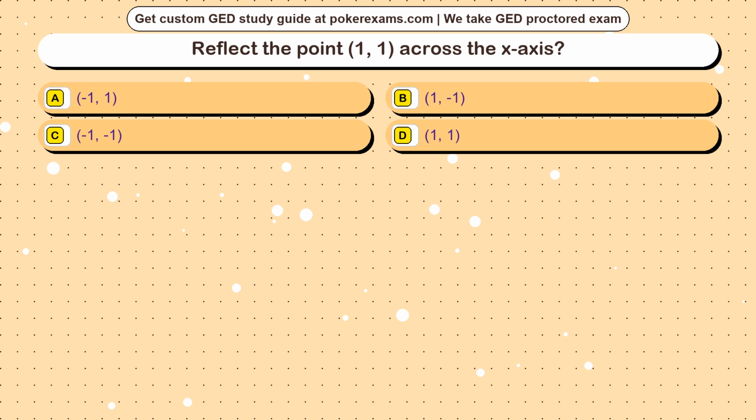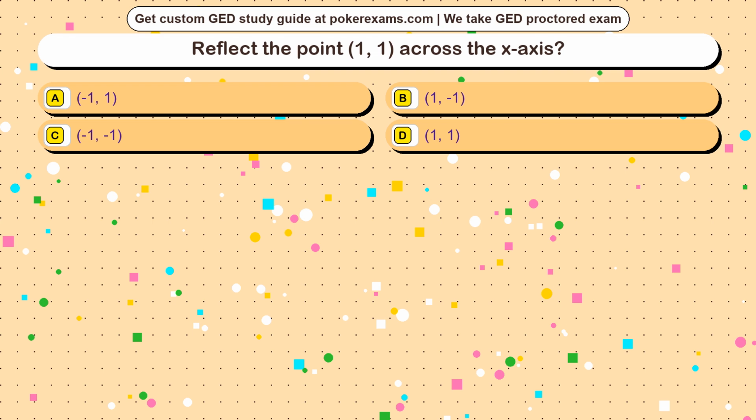Question 22. Reflect the point (1, 1) across the x-axis. Option A, (-1, 1). Option B, (1, -1). Option C, (-1, -1). Option D, (1, 1).